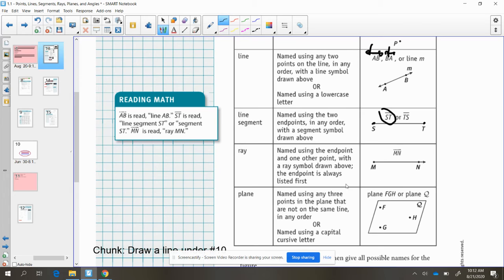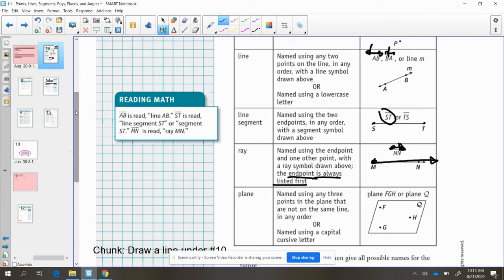A ray is the next thing on our agenda. Now notice a ray has an endpoint and then goes off to infinity here. So same thing up above it, we're going to have an endpoint and it goes to infinity. Now notice we have to start with that endpoint M. If you have a ray, you always have to start with the endpoint first. It cannot be called, in this case, MN, because the ray needs to be starting with the endpoint.